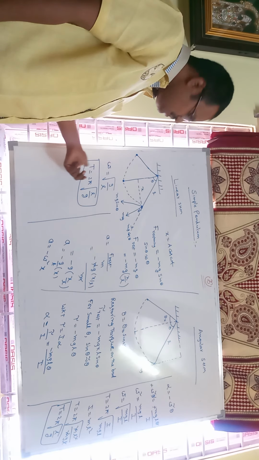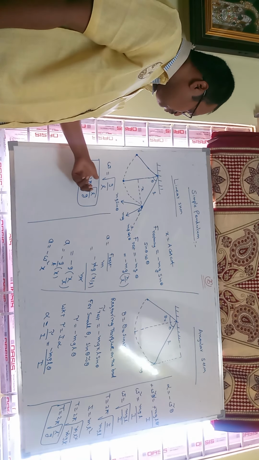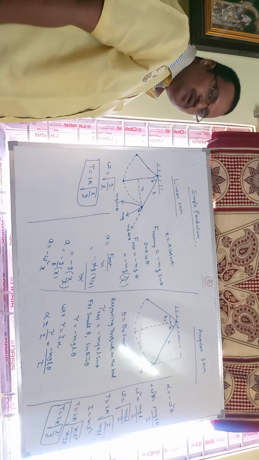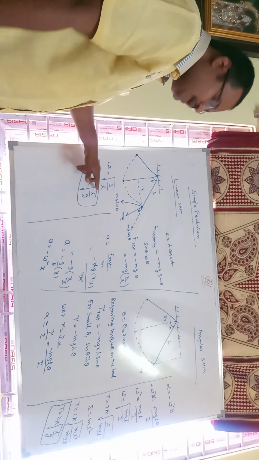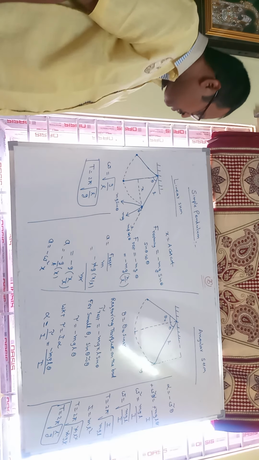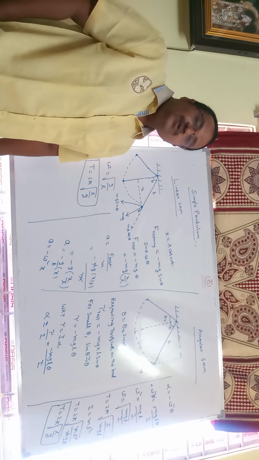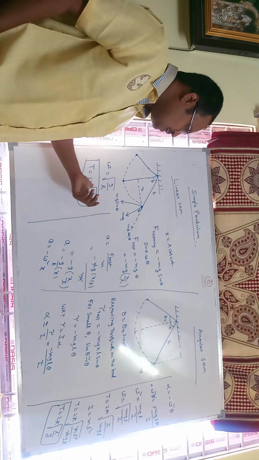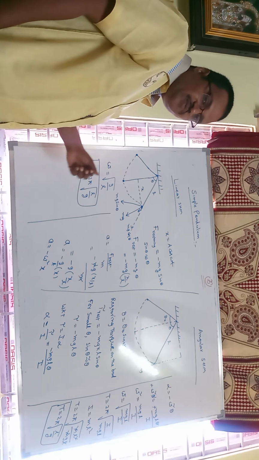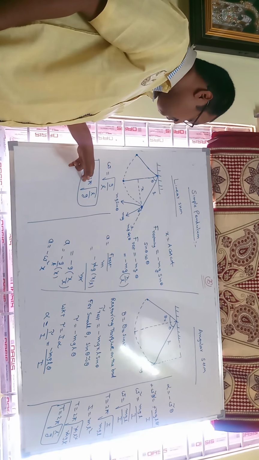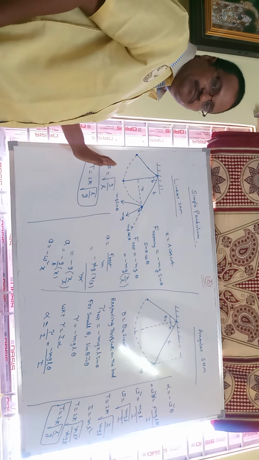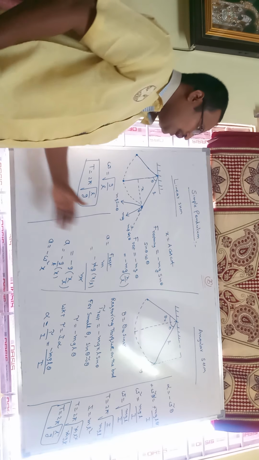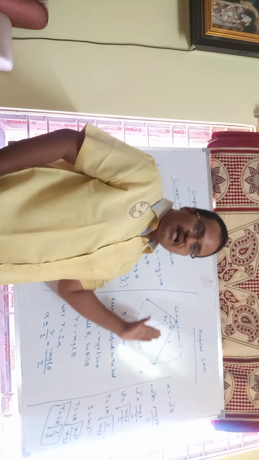So finally, the time period of the simple pendulum is given by T equal to 2 pi by omega, that is 2 pi into root over L by g. Here L is the length of the simple pendulum and g is the acceleration due to gravity. This is the formula to find the time period of the oscillations of a particle in a linear SHM. Okay? Now we will go for angular SHM.